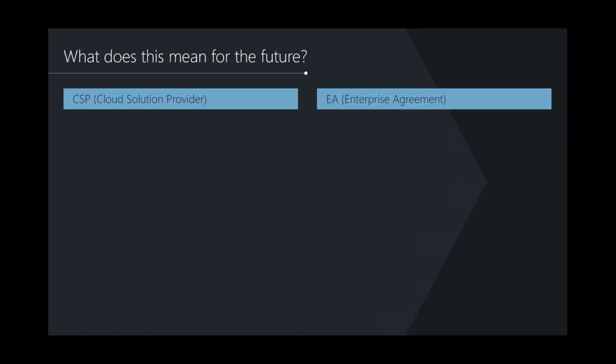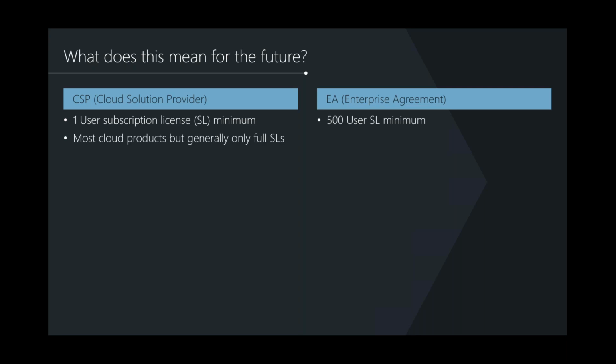What I'm saying is that in the future, you are going to see a filtering down of these options, as CSP grows and you can do more with it, and as perhaps enterprise agreements become even more attractive, more flexible. As at a high level where we are at the moment, what does this mean? CSP is for the one users, if you like. You don't have to have any minimum. You can start with just one license. With the EA, you have to have at least 500.